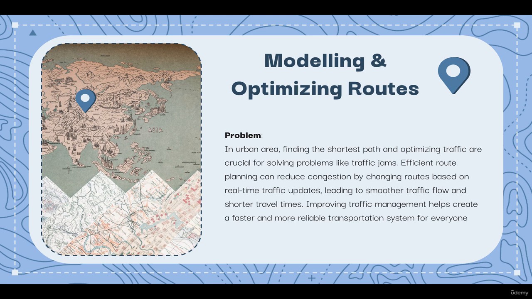Let's read the problem. In urban areas, finding the shortest path and optimizing traffic are crucial for solving problems like traffic jams. Efficient road planning can reduce congestion by changing roads based on real-time traffic updates, leading to smoother traffic flow and shorter travel times. Improving traffic management helps create a faster and more reliable transportation system for everyone. So in the fifth project, we are going to do road modeling and optimization using OpenStreetMap, NetworkX, and also the Dijkstra algorithm. Okay, let's get started guys.